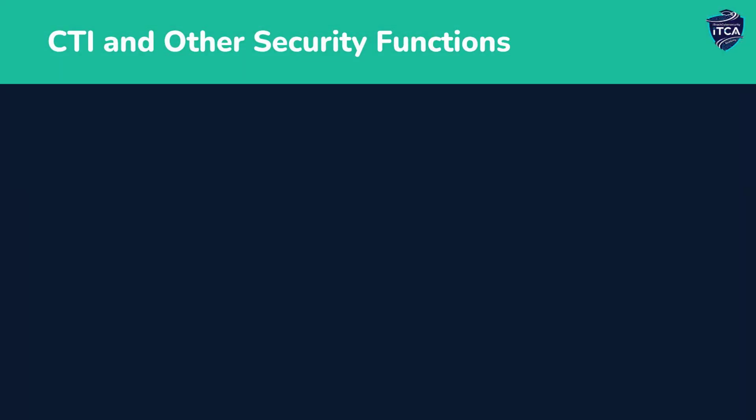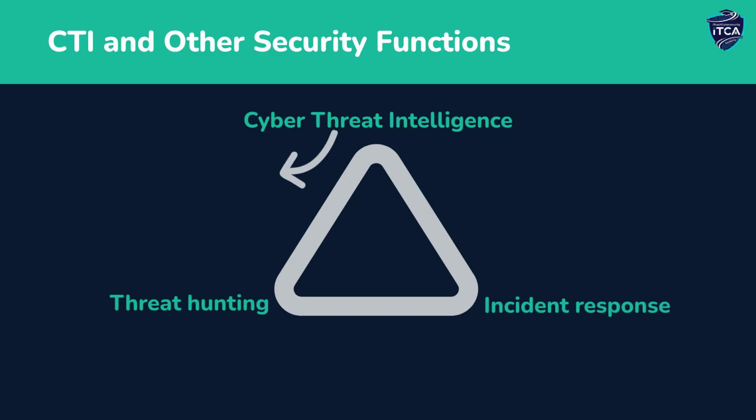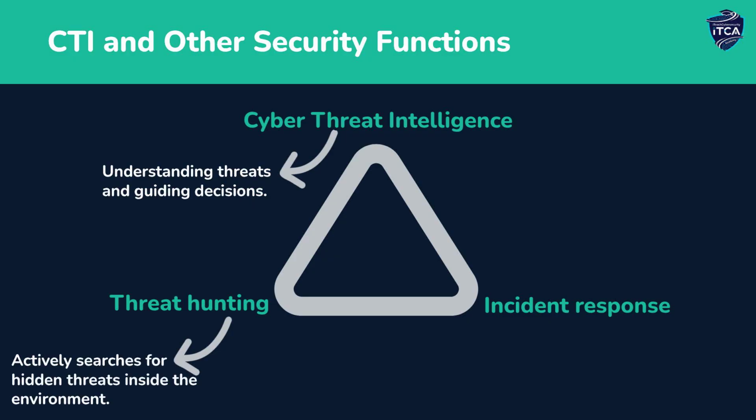It is also important to understand how CTI relates to other security functions. Cyber threat intelligence exists alongside threat hunting and incident response. CTI focuses on understanding threats and guiding decisions. Threat hunting actively searches for hidden threats inside the environment. Incident response focuses on containing, eradicating, and recovering from attacks. CTI informs both threat hunting and incident response by providing context, priorities, and insights.